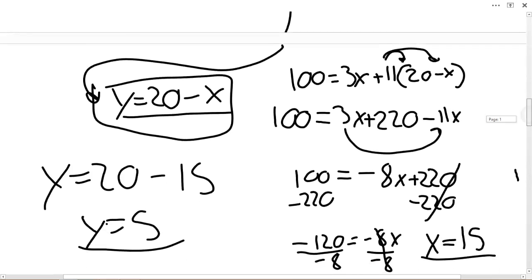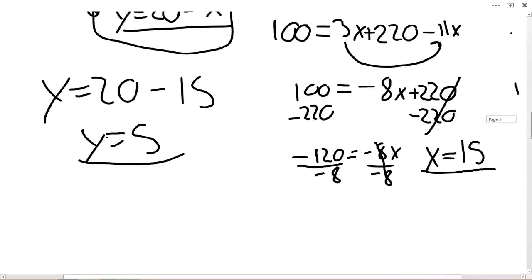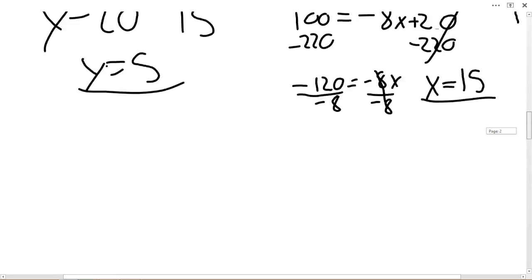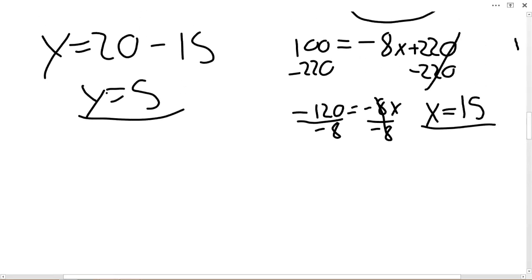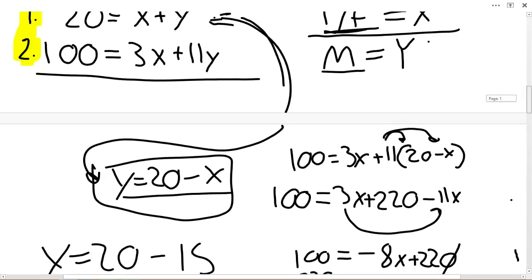So we said that y equals 5. We said y is multiple choice questions and x is true and false questions. So in other words, if we write this in words, you guys, the question, so remember, let's look up what the question is asking us. So let's go up here.